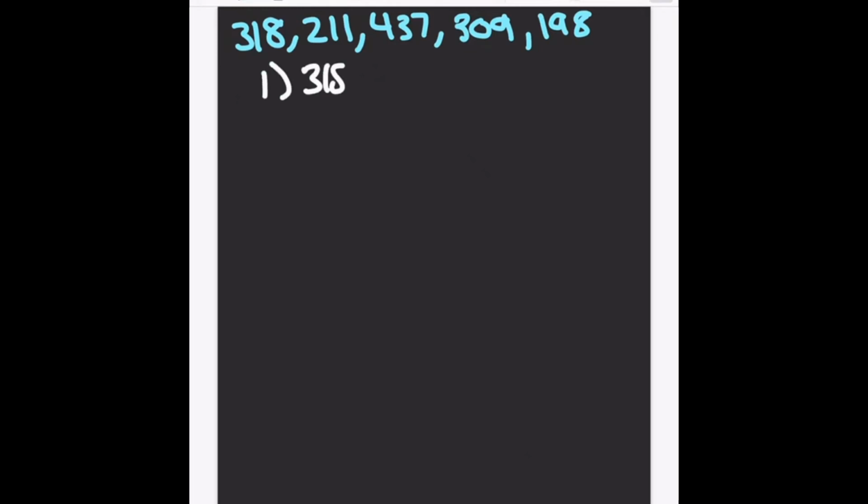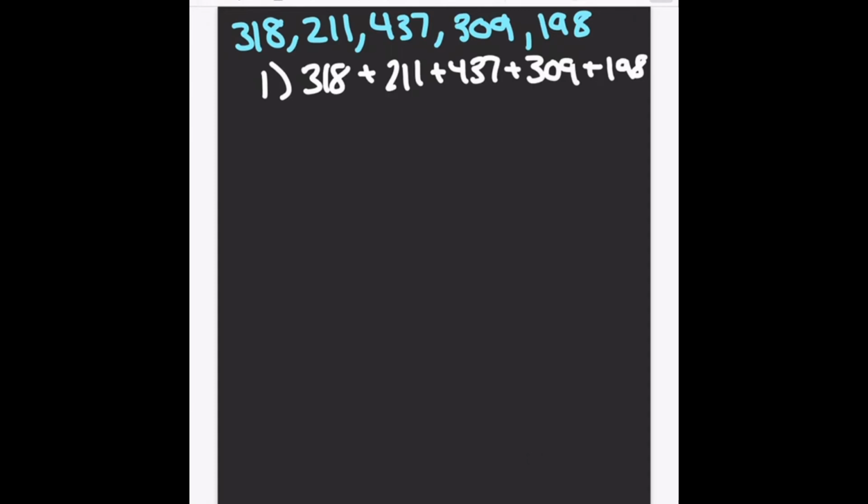Let's do one more example. Let's do 318, 211, 437, 309, and 198. So again, our first step would be to add all of these. So we're going to do 318 plus 211 plus 437 plus 309 plus 198.